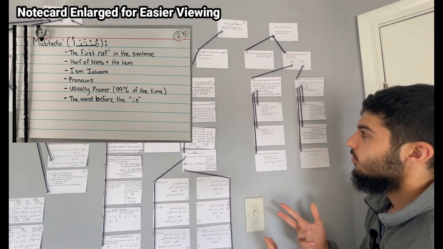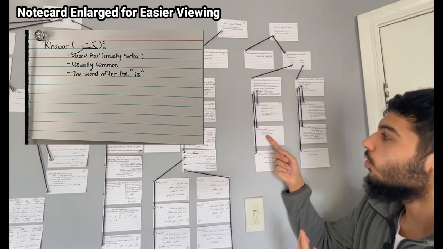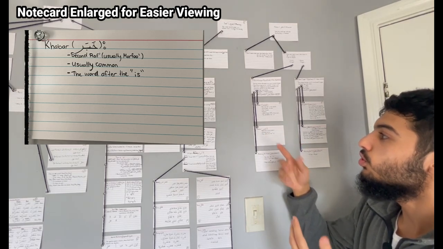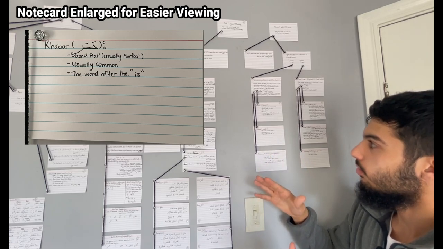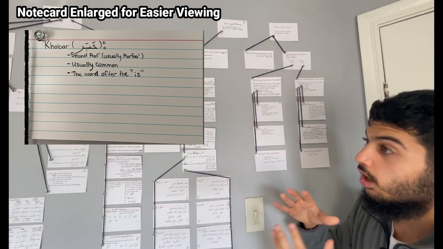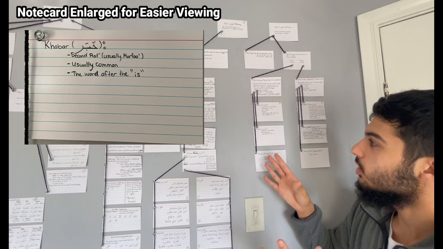Part 2 of a jumla ismiya is the khabar. The khabar is the word after "is". It is usually not proper, actually. It's usually common. And it's the second rafa'. Usually it's marfu', not always. But let's say like 80% of the time it's marfu'.